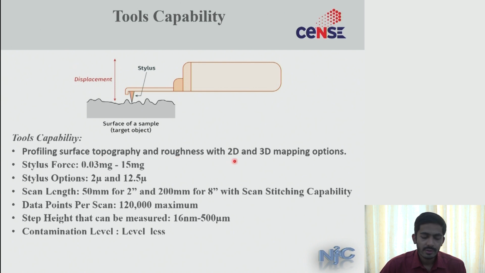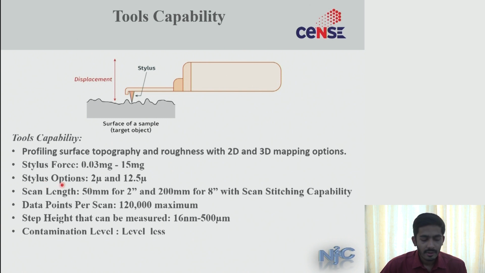This tool is used to measure your topography as well as roughness, either in a 2D or a 3D mapping option. Since you have a stylus which needs to be in contact with your sample, we have a force range from 0.03 milligrams to 15 milligrams. This is mainly used to facilitate different forms of your sample. If your sample is soft or has very low resilience, then you can use a different magnitude of force. Here the force is mainly used to ensure that you have contact with your sample.